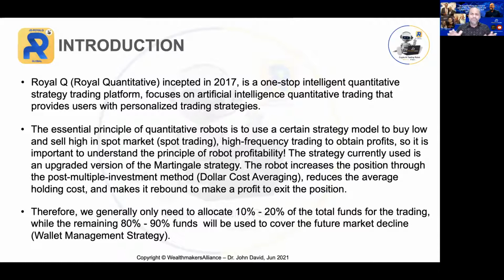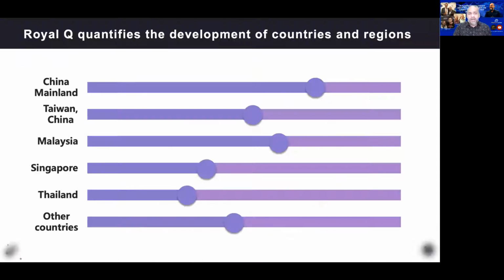So you just have to basically duplicate a lot of these things and just let the robot trade for you. Now, if you look into the development and expansion of RoyalQ, it has already exceeded 15 countries, and definitely China is one of the biggest where this robot is currently being used, followed by Malaysia, actually following the trend. In Malaysia, this robot has been around since the month of March.